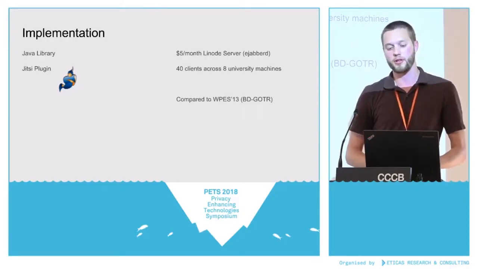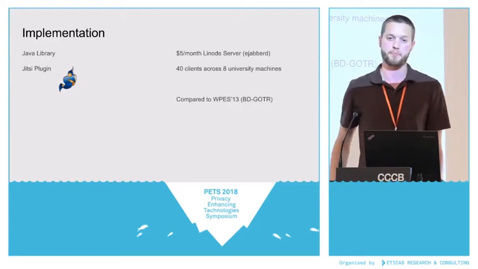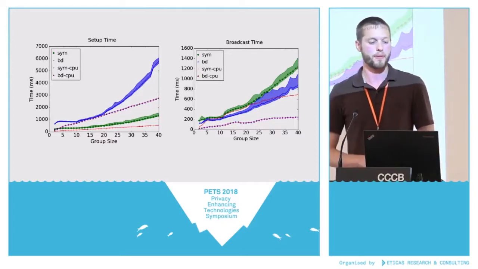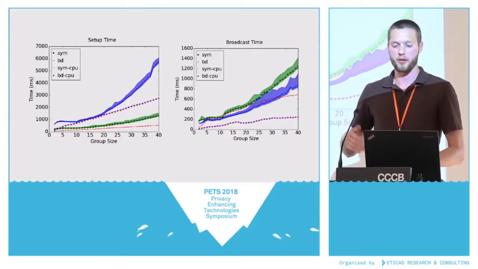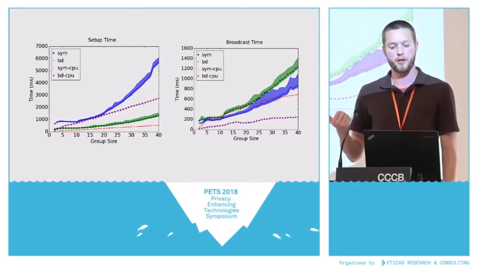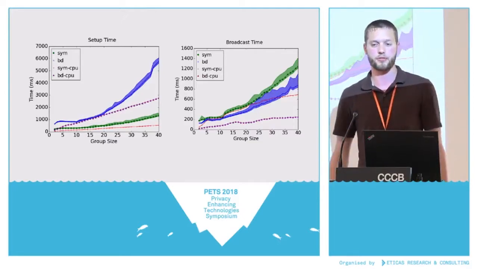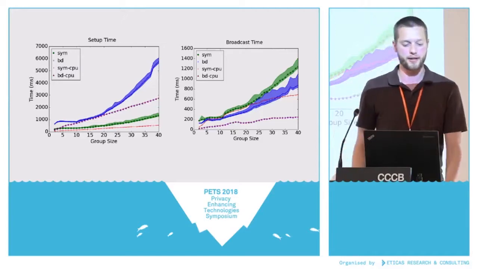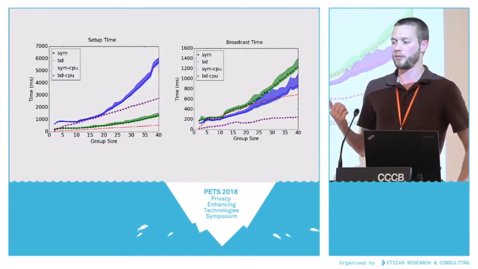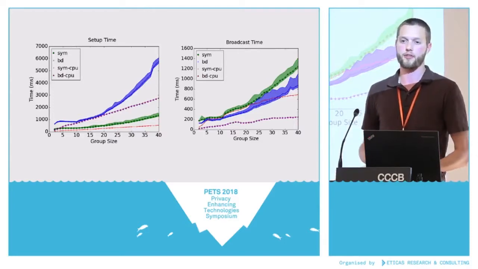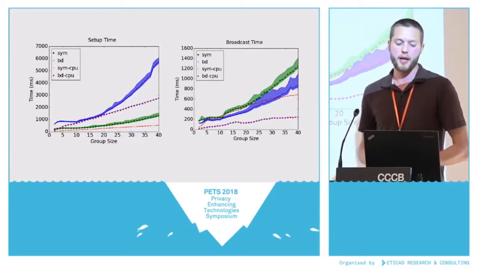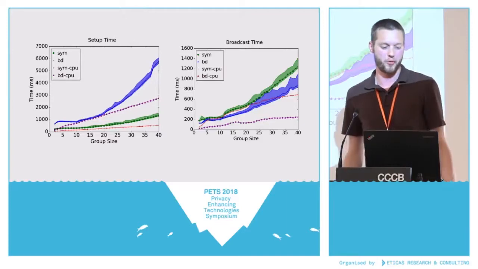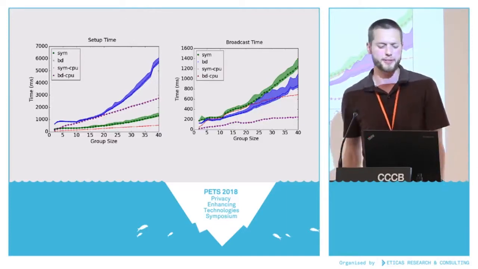And then we compare it to the WPES paper, which we refer to as BD-GOTR for its use of the Burmeister-Desmedt key agreement. So in terms of setup, the WPES Burmeister-Desmedt protocol takes around 6 seconds to set up a group of 40 users, where in comparison SYM-GOTR is just over 1 second. We also analyzed IRC logs from the OpenStack project, and most groups are around 5 users, so in that case, we're easily less than a second to set up, around 200 milliseconds.